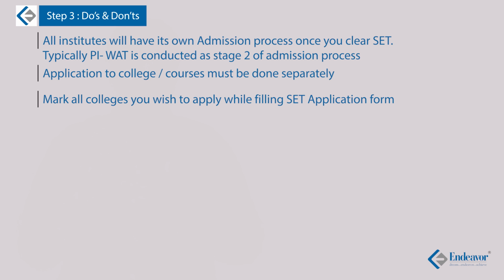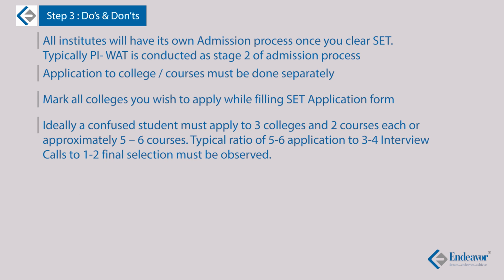So this will ensure that you have multiple calls in hand, because the second round of admission process is independent. It is only the SET which is common for all the 6 institutes and the multiple courses that we talked about in the previous part of this video. But the admission process, that is the second stage, which includes personal interview and written ability test, is conducted independently by each institute. So please ensure you have marked multiple institutes and multiple courses in order to get multiple interview calls. Ideally, a student must apply to at least 3 different institutes and at least 4 to 5 different courses which he has inclination towards.